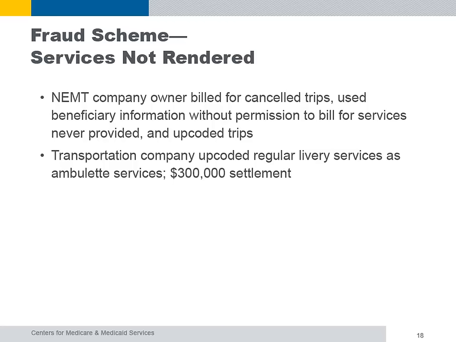The owner of another ambulance company modified physician-ordered forms authorizing taxi service for patients to indicate ambulette service was ordered. The owner was sentenced to 6 months in jail, 5 years of probation, and had to repay the $200,000 he stole from Medicaid. In addition, his company was fined an extra $10,000.